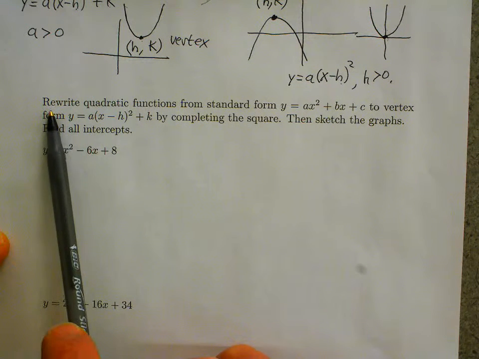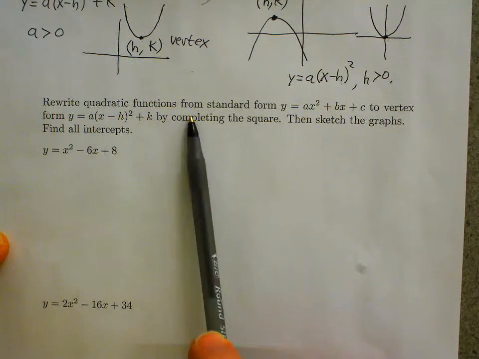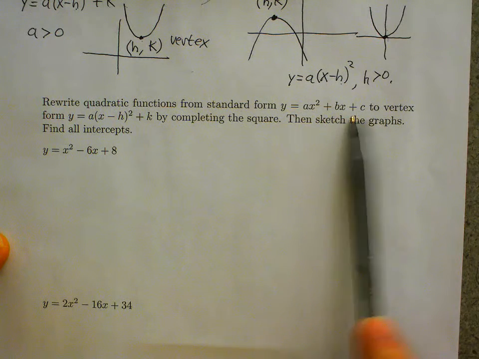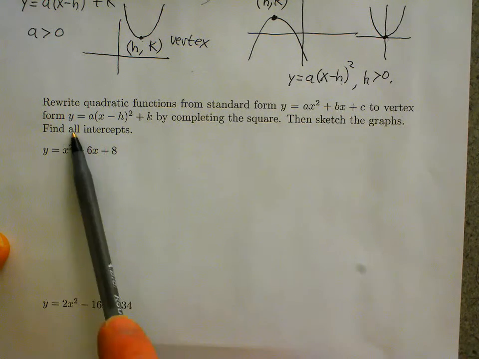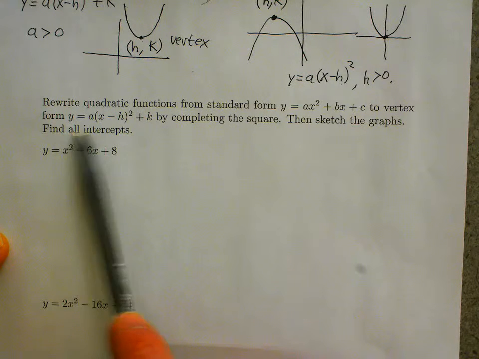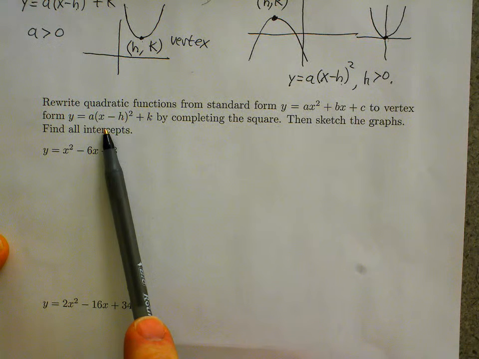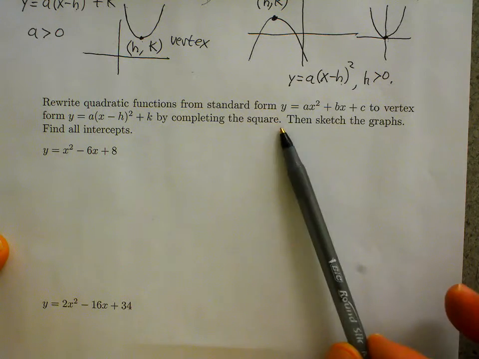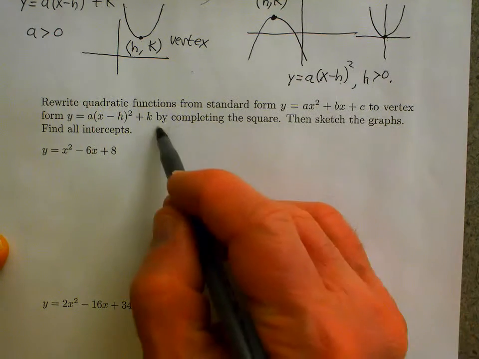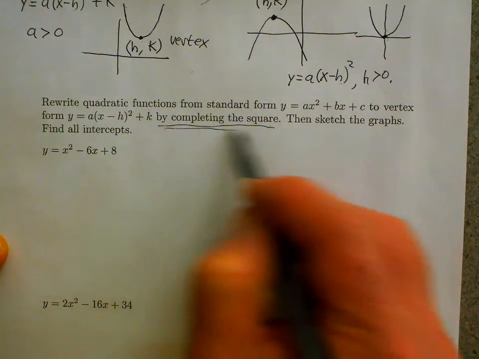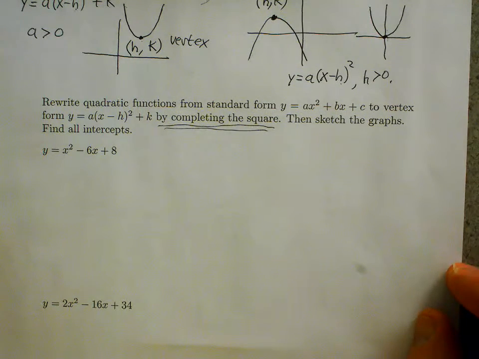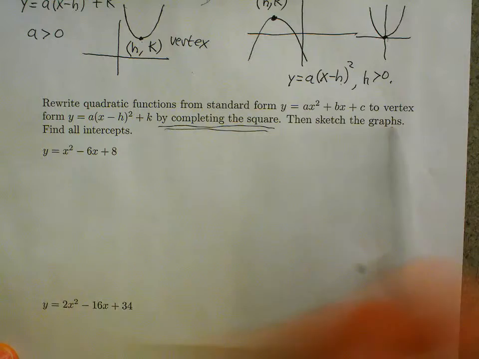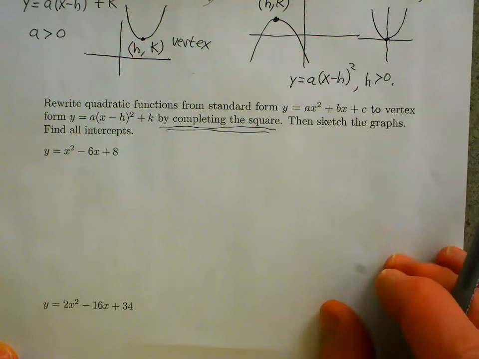So the directions are: rewrite quadratic functions from standard form, y equals ax squared plus bx plus c, to vertex form, y equals a times the binomial x minus h squared plus k, by completing the square. You know something about completing the square. We've done that a few times. And then we can sketch the graphs afterwards and find all intercepts.